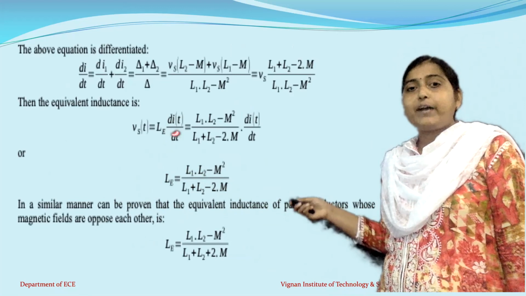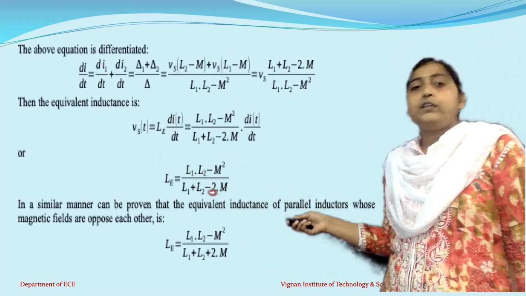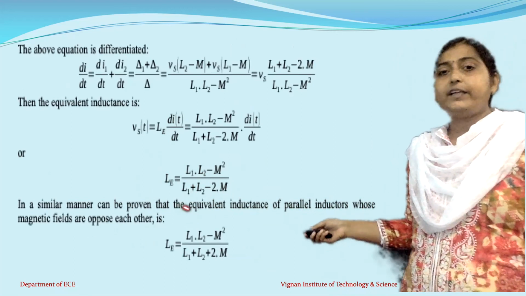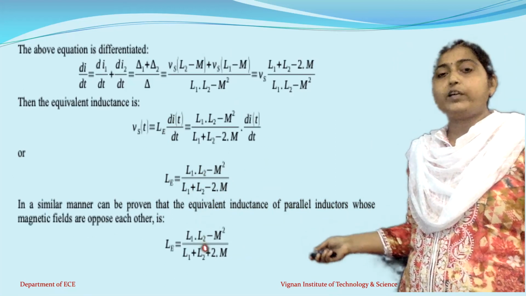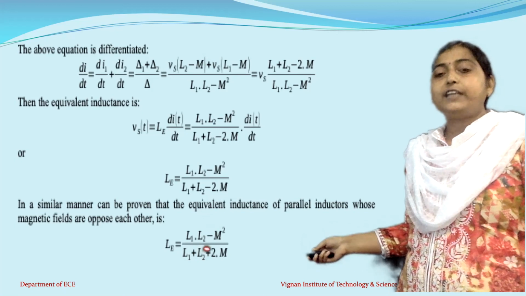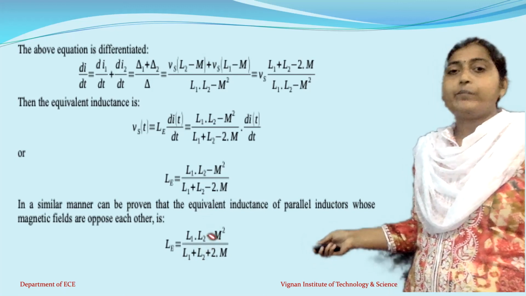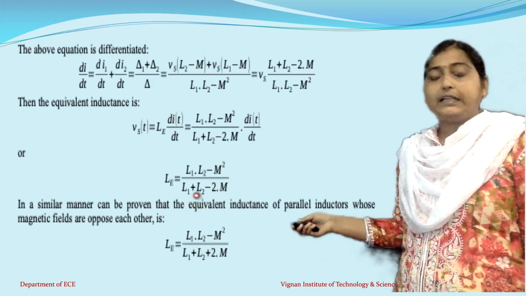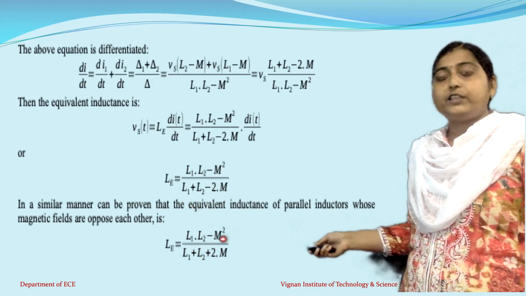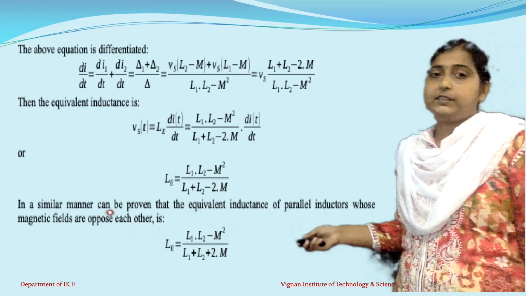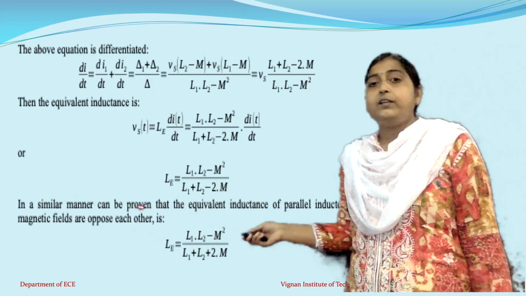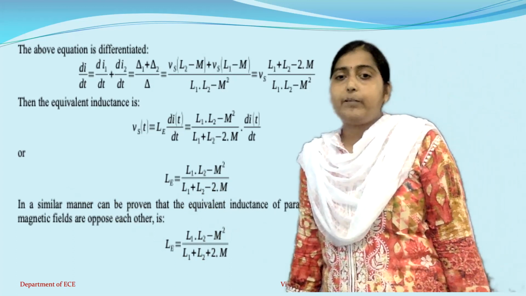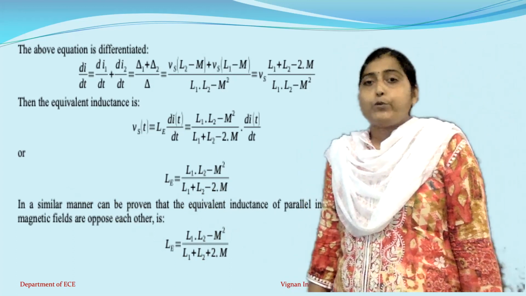In a similar manner, for parallel opposing combination, L equivalent is given by (L1 into L2 minus M square) divided by (L1 plus L2 plus 2M). So for parallel aiding, the denominator term will be minus, and for parallel opposing, the denominator term is plus. This is the equivalent value when two inductors are connected in parallel aiding and parallel opposing fashion.